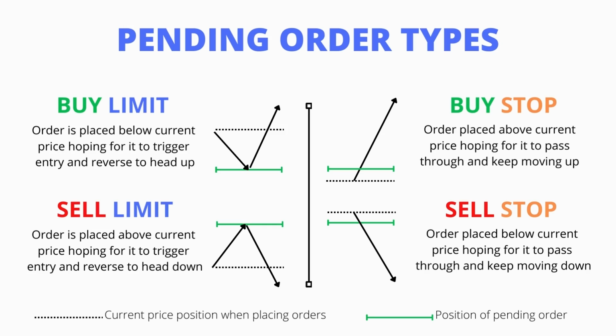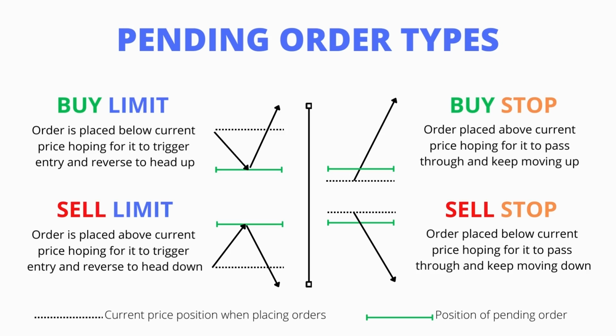So just to go over these pending order types, we've got limit orders and we've got your stop orders. So we'll start with the left at the top. We've got your buy limit. This is where your order is placed below where current price is, hoping for it to trigger an entry and then reverse to head upwards.